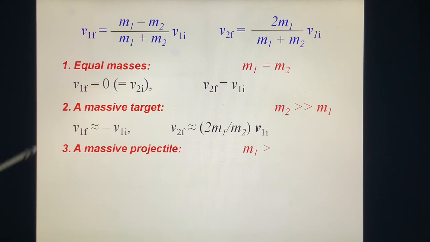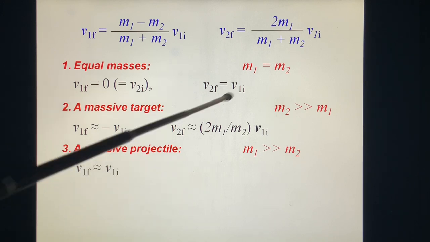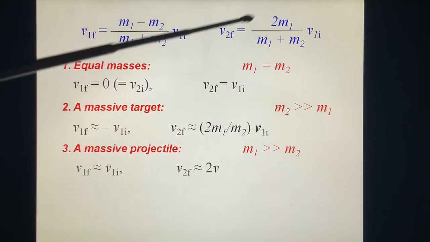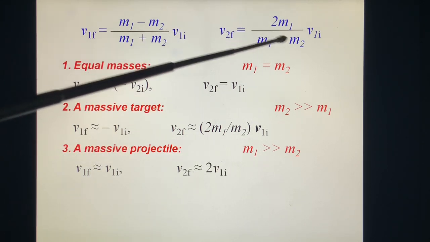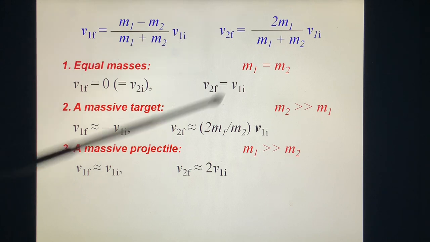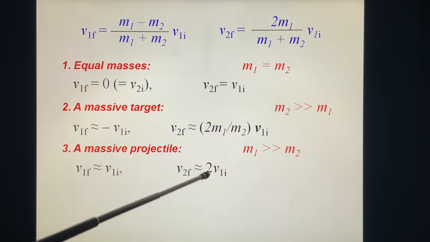The third condition: the mass of the projectile m1 is much larger than m2. In this case, we drop this term, and m1 over m1 cancels. v1f equals v1i. That means it does not slow down, it just continues to move. And for the second one, m1 is much larger than m2, so this drops and this becomes 2. So v2f is very fast, double the speed.